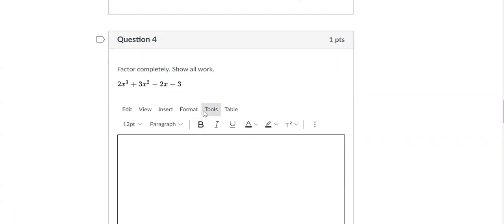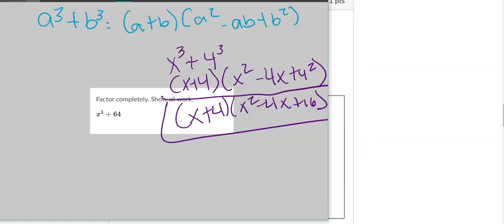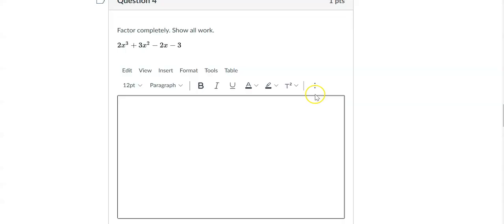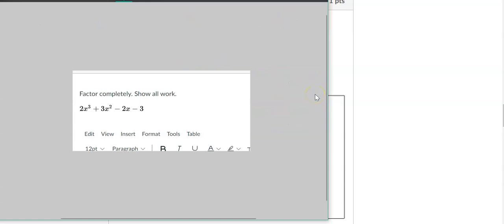Okay, this next one wants me to factor completely, and then again, show all my work. Remember, if I'm doing this on a piece of paper, I can take photos and upload. If I'm doing this on a computer, I would just want to type out all my steps. So the first step to factoring this one completely, because there are 4 terms, is I want to do it by grouping.